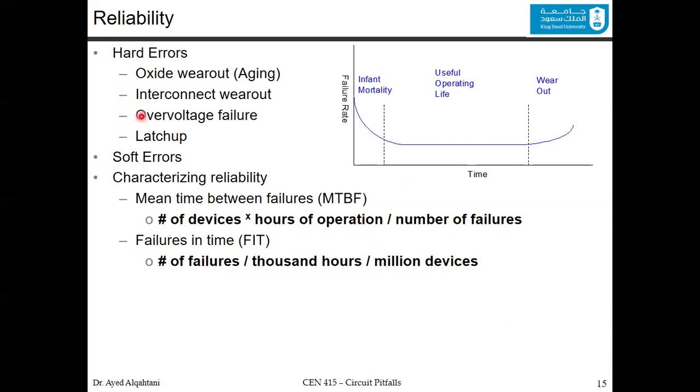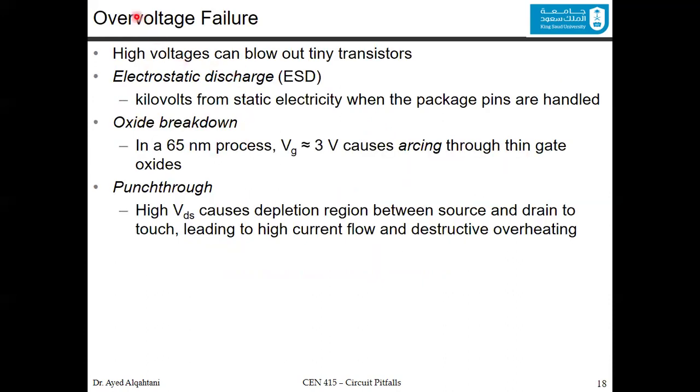First, the over voltage failure. With over voltage failure, high voltage can blow out tiny transistors. That's the problem with having an over voltage at that node or transistor.